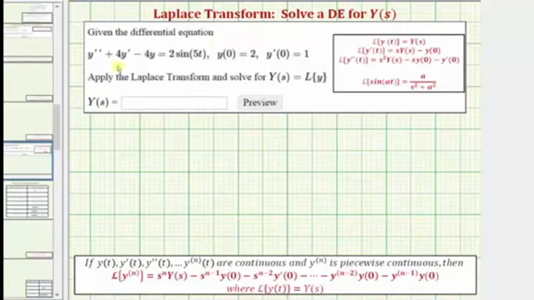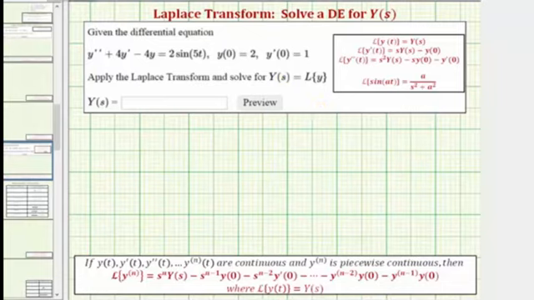Here we're given a non-homogeneous differential equation with initial conditions. We're asked to apply the Laplace transform and solve for big Y of s, which equals the Laplace transform of y. So notice how we're not determining the particular solution y of t, we're only asked to find the Laplace transform of y, which equals big Y of s.